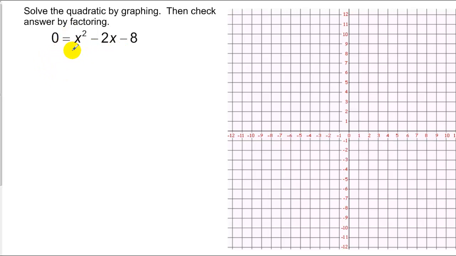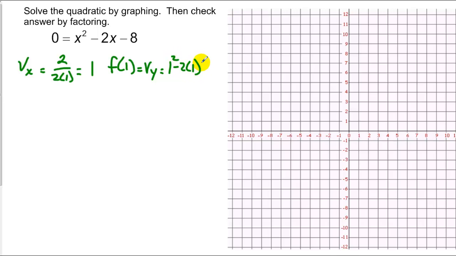So our first equation is 0 equals x squared minus 2x minus 8. If I want to find the x-coordinate of the vertex, we would take negative b over 2a, so that's 2 over 2 times 1, which equals 1. And then we want to find f of 1 to get vy, and that's going to be 1 squared minus 2 times 1 minus 8, which is negative 9. So I have a vertex of 1 and negative 9.